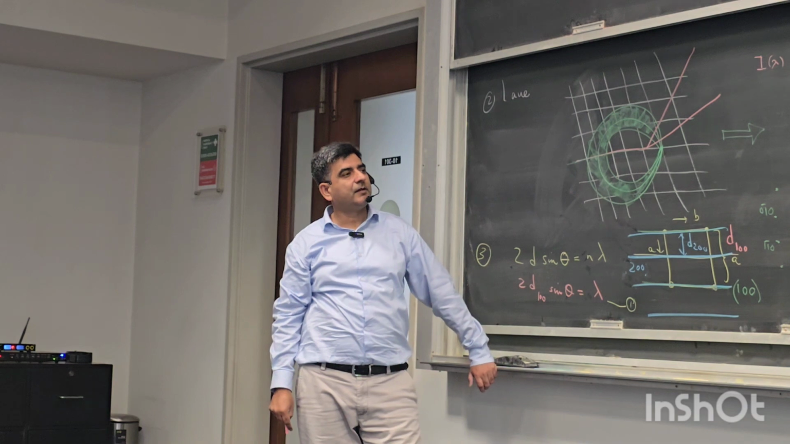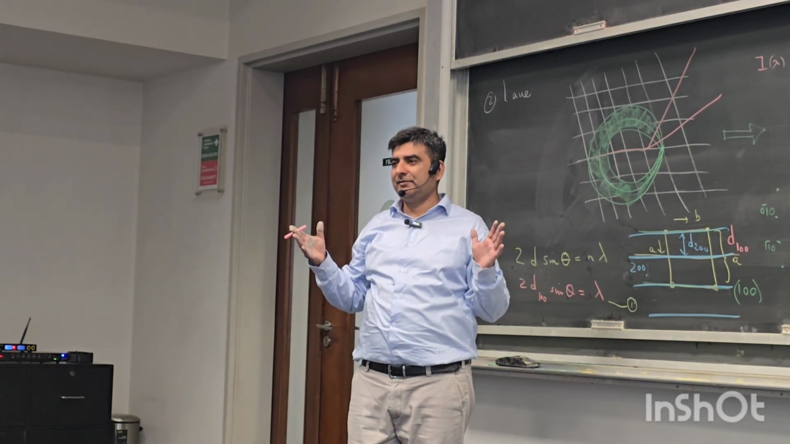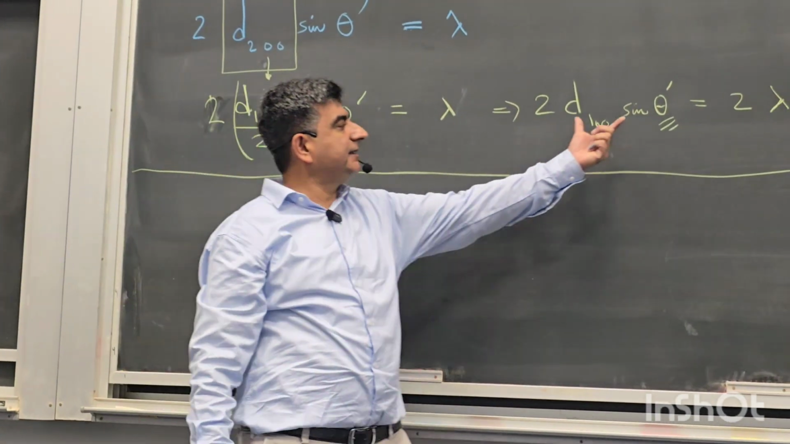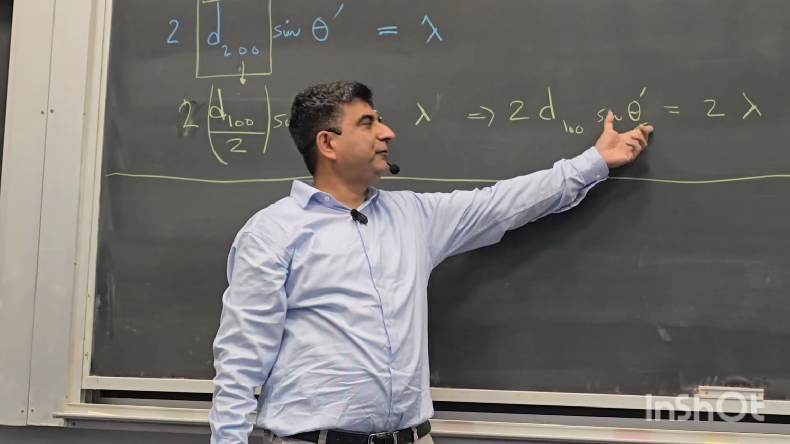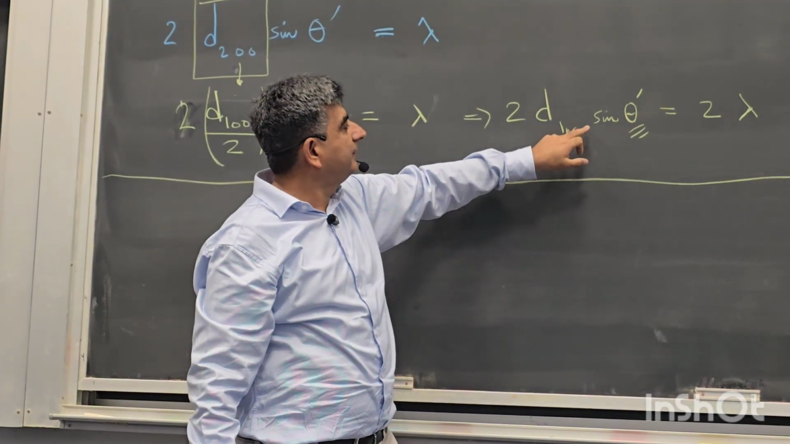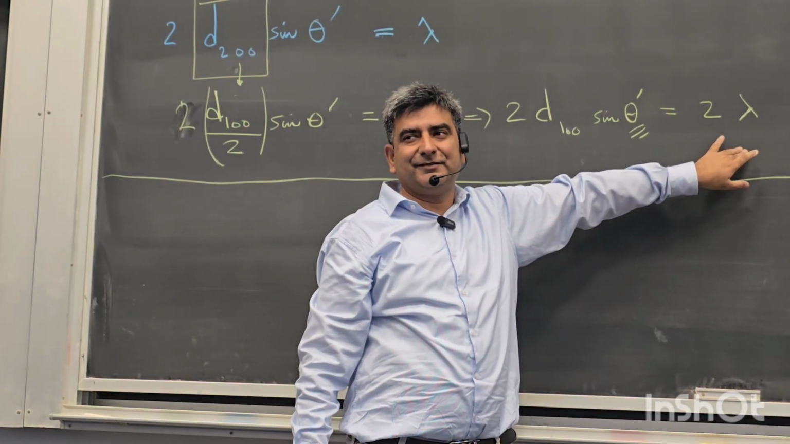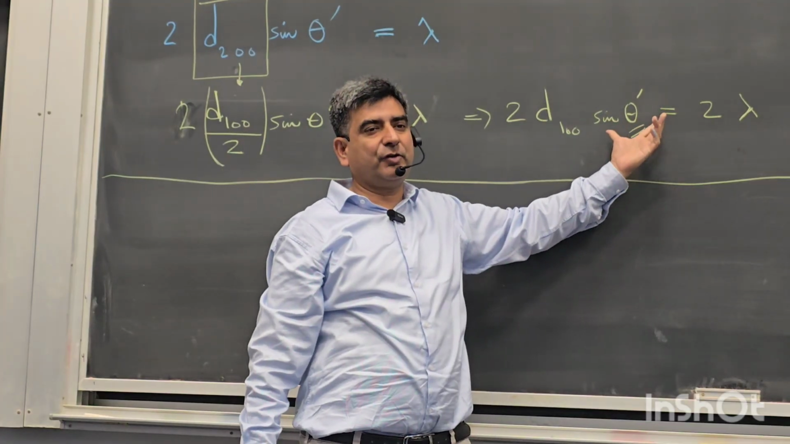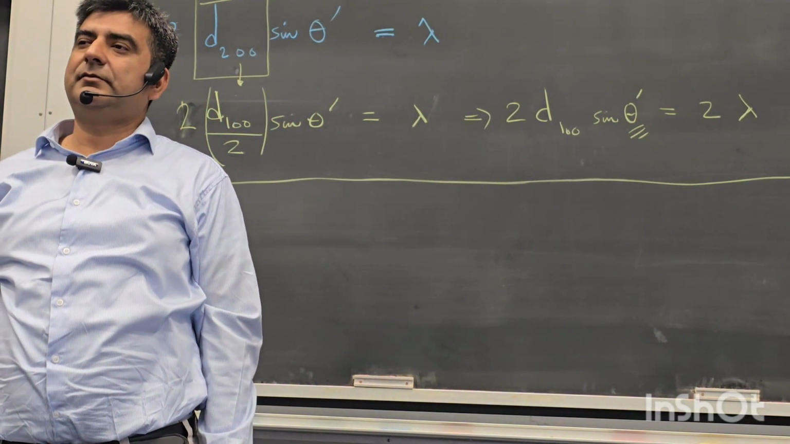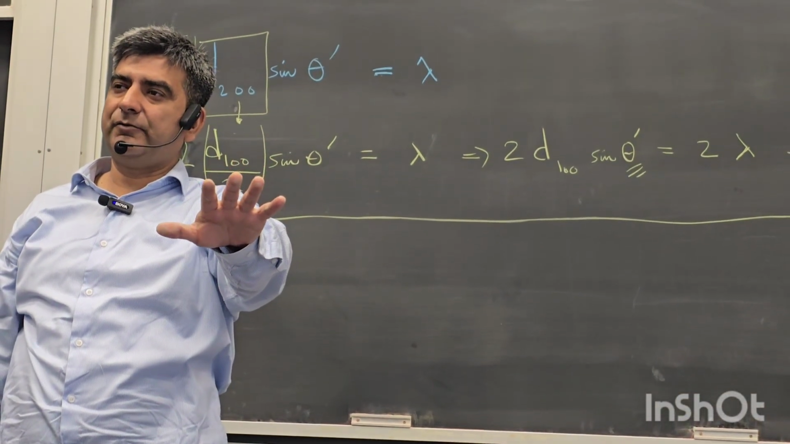But you cannot have arbitrarily higher orders, because this sine theta here has to be less than 1. If you keep on increasing n, the right hand side is n lambda over whatever d there is, so it will go beyond 1. So you cannot have arbitrarily high orders. All right, and the intensities might also go down.